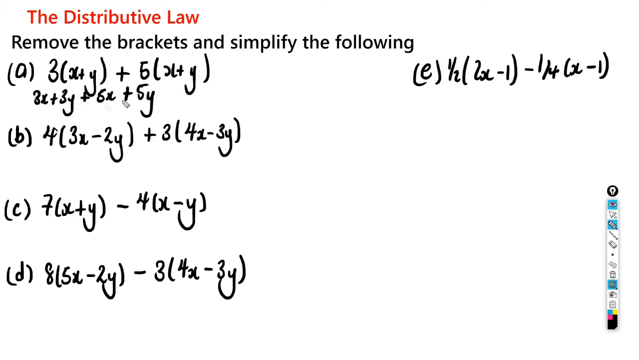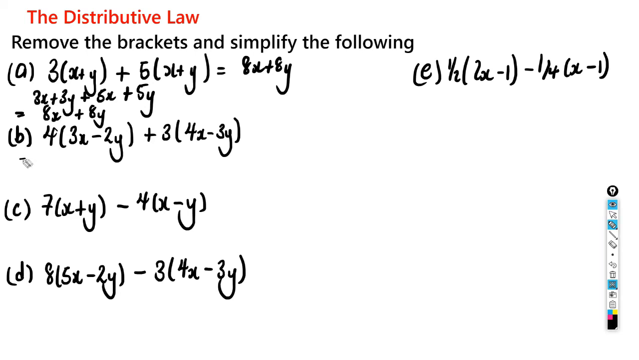So if we group the like terms, we're actually going to end up with 3x plus 5x, which is 8x, and 3y plus 5y, which is 8y. So it's plus 8y. And that's the answer, guys. 8x plus 8y. Cool. So the next one here says 4 times (3x minus 2y).